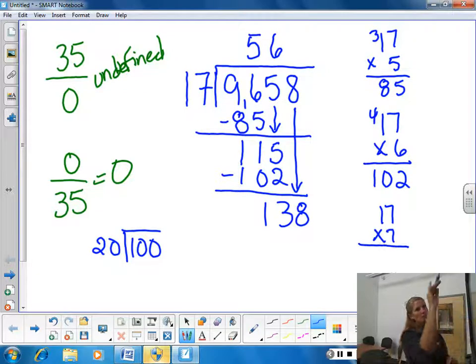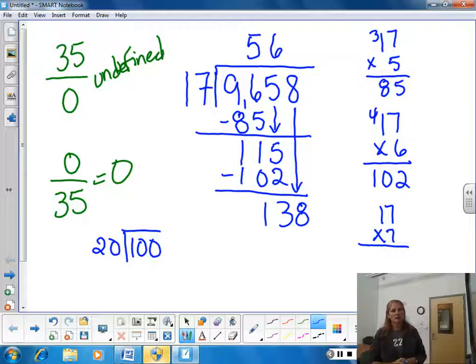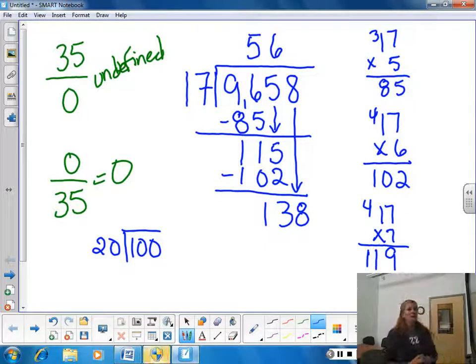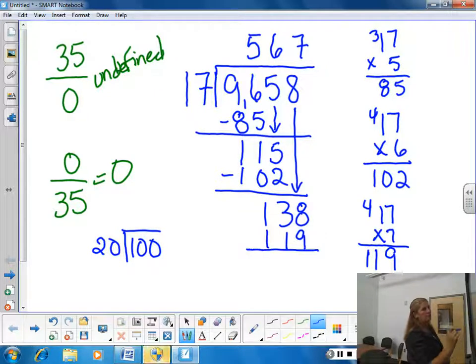These are all just guesses over here, and I kind of see what I get. 7 times 7 is 49. 1 times 7 is 7, plus 4 is 11. So I'm going to say, oh, I think that looks pretty good. I'm going to go 7 times 17. That's 119. Now when I subtract 18 minus 9, I get 9.